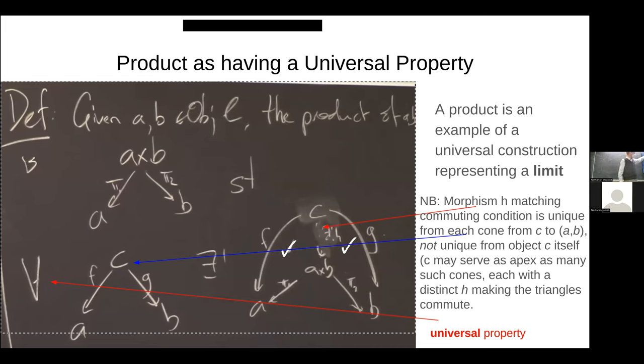How about with the initial object? Product with the initial object. Let's think through what's going on with the initial object. So let me ask you, in Set, let's think for a moment in Set. How many morphisms are there into the initial object? What are morphisms in Set? They are functions. Well, this is one, the identity.